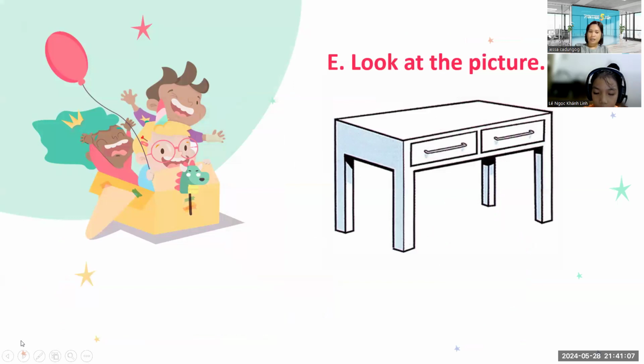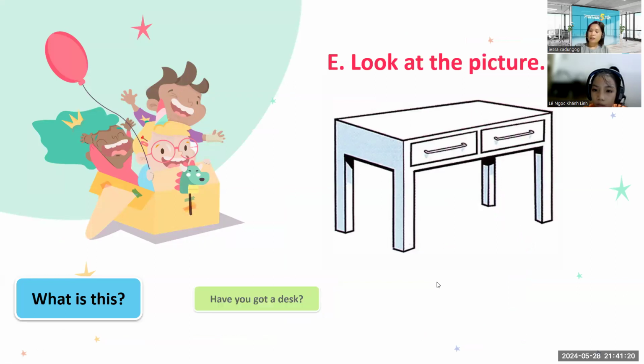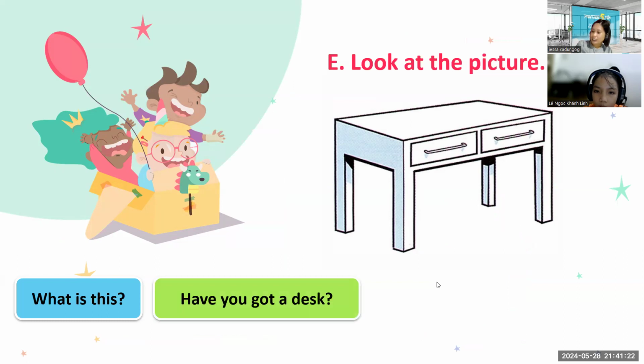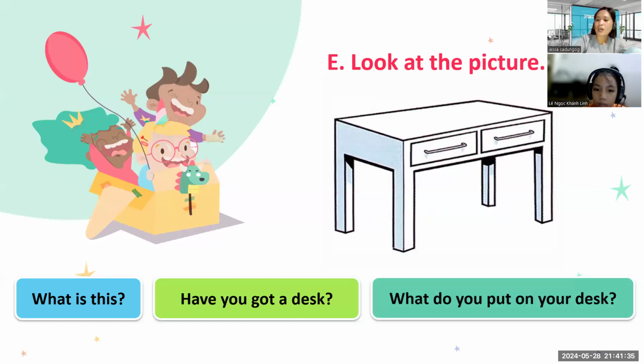Now here, Lynn, I want you to look at the picture. What is this in the picture? This is a table. Oh, table or desk. Here, have you got a desk, Lynn? Yes. Okay. What do you put on your desk?